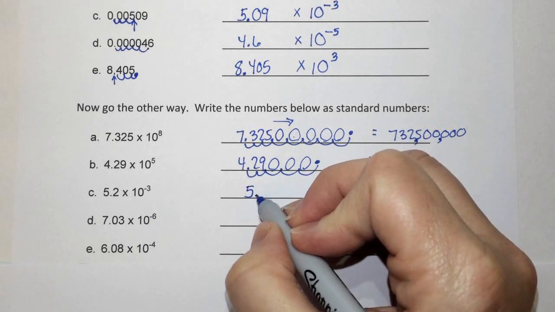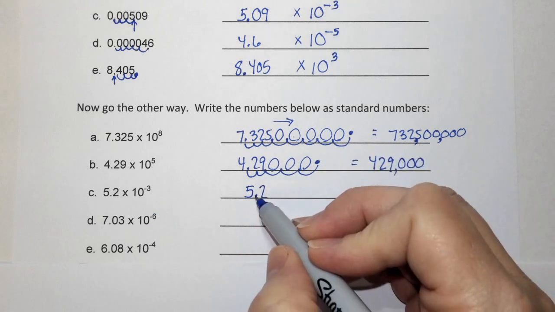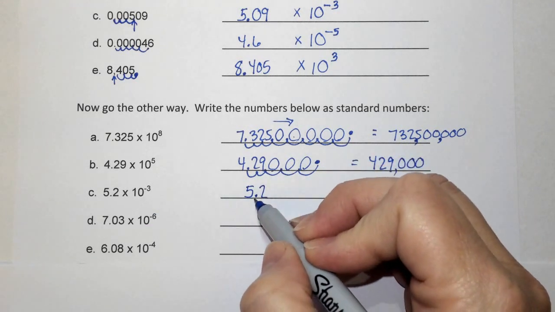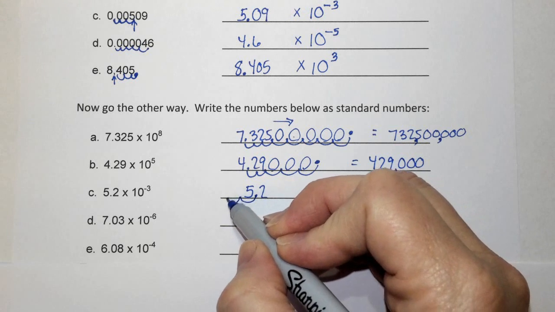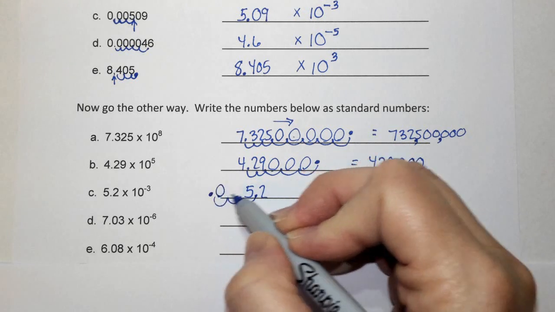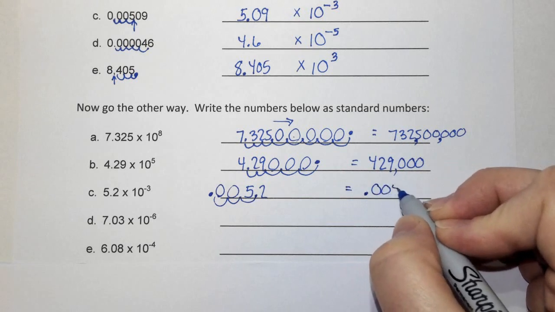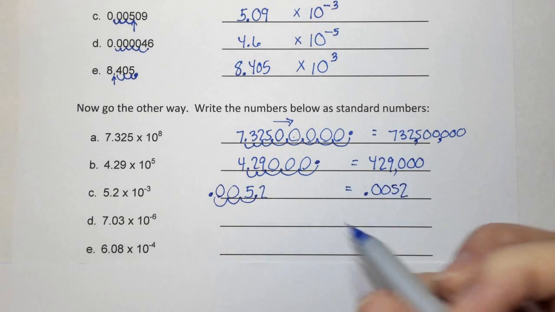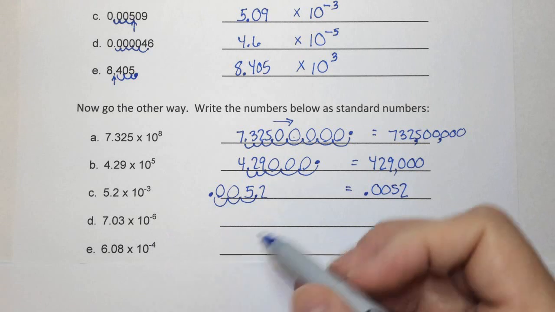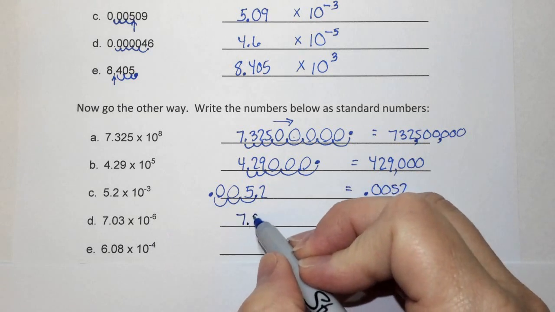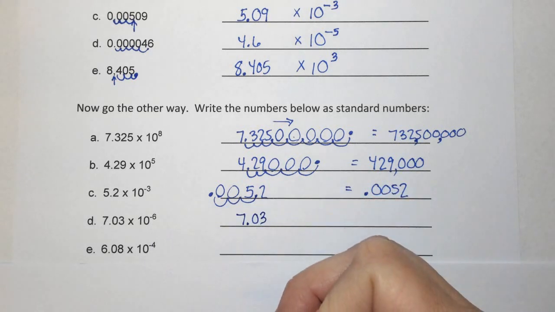Now this time I have a negative exponent. That's going to make my 5.2 smaller. I'll have to move my decimal this way. 3 spaces. 1, 2, 3. And fill in with zeros. Rewrite: 0.0052.